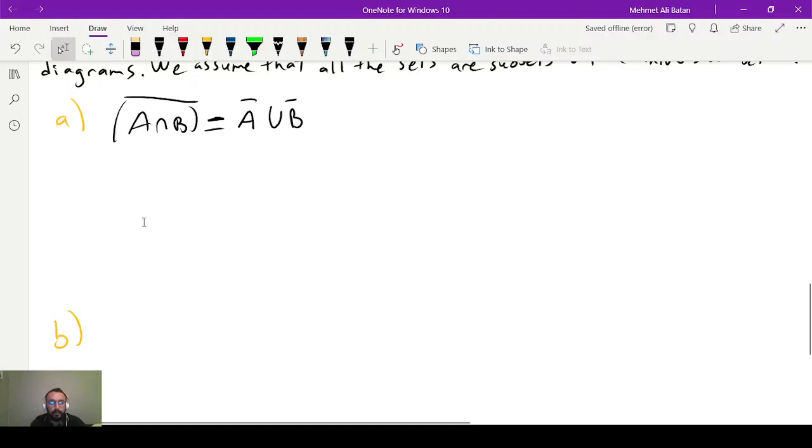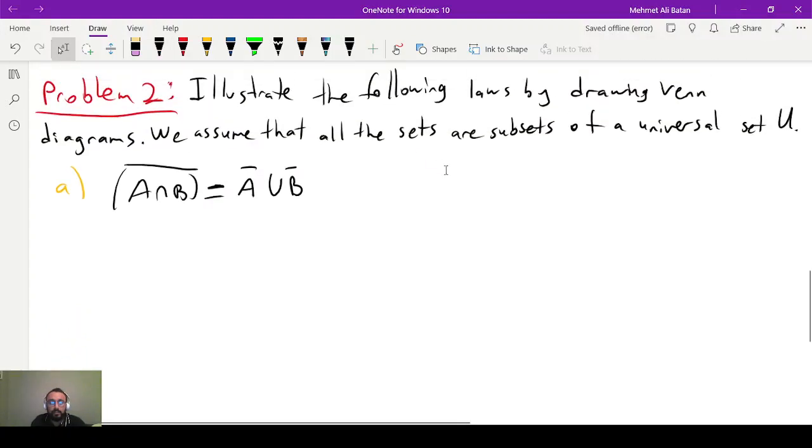Let me solve part A first. Let me sketch it in order to understand. Actually, this is not a proof. This is just an illustration. If you want to prove this equality holds, you need to use set theoretical arguments. This is just an illustration. Be careful. Then let's start with part A.